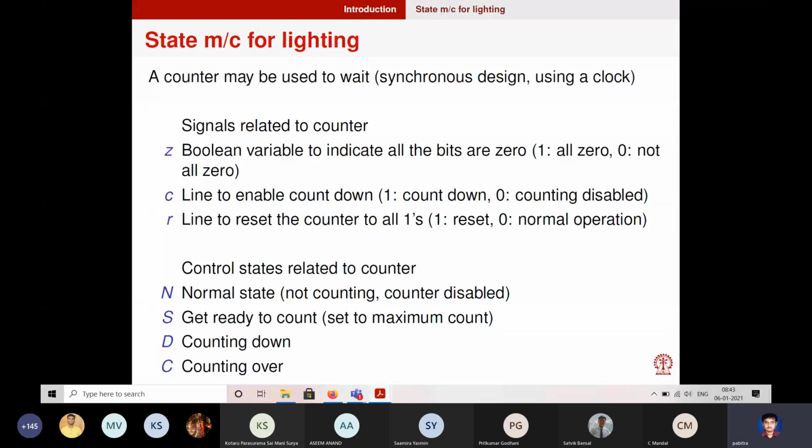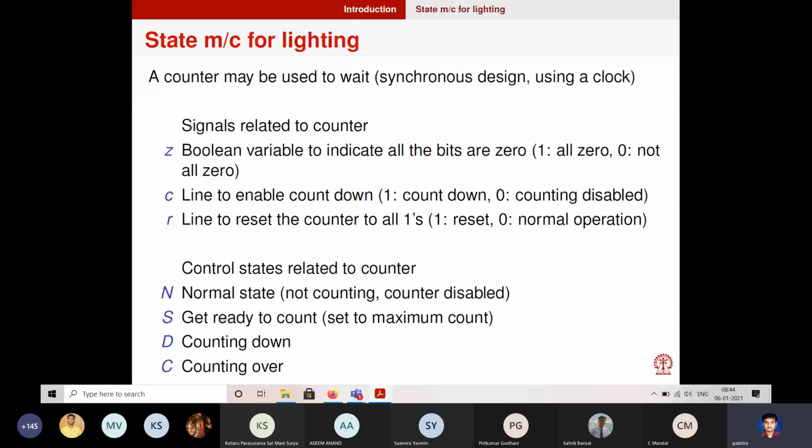And what we'll have is a countdown. That means we'll start from a high value and count down. So C is a variable. We call it a line, which, if set to 1, means it's counting down.